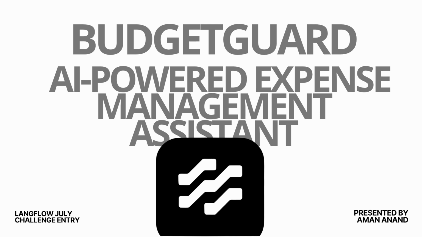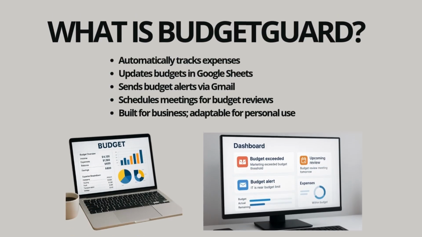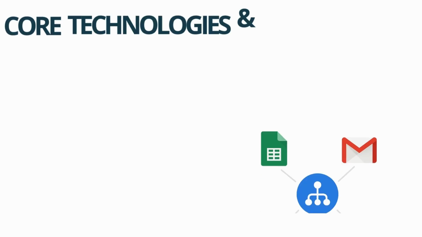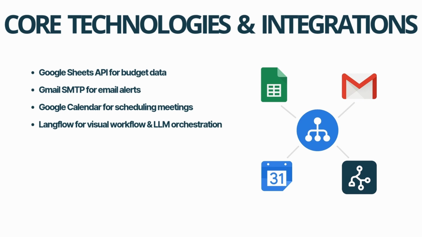Today, I'll show you how to build Budget Guard, an AI-powered assistant designed specifically for practical expense management. Budget Guard automatically tracks expenses, updates budgets, sends budget alerts via email, and even schedules meetings if multiple budget categories exceed limits. Although primarily built for businesses, it can easily adapt for personal finances too. In this video, we'll build a detailed Langflow pipeline step by step using integrations with Google Sheets, Gmail, and Google Calendar. By the end, we'll have a fully automated expense tracking and alerting system.